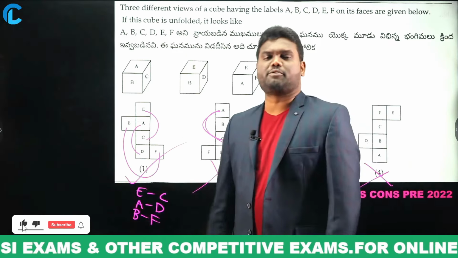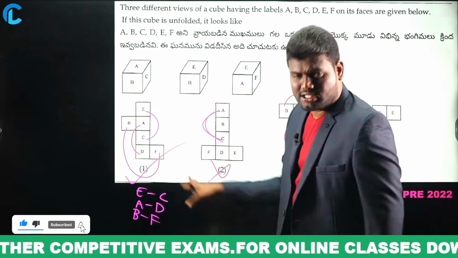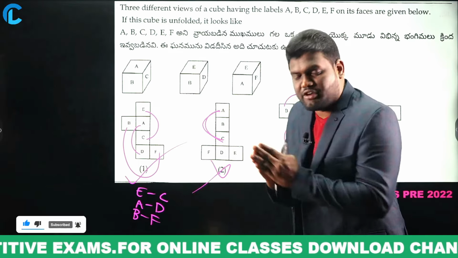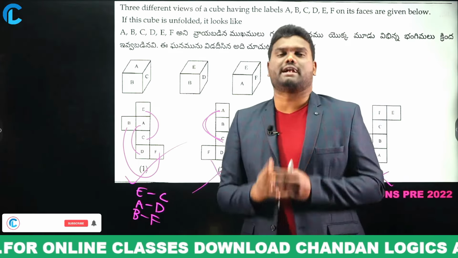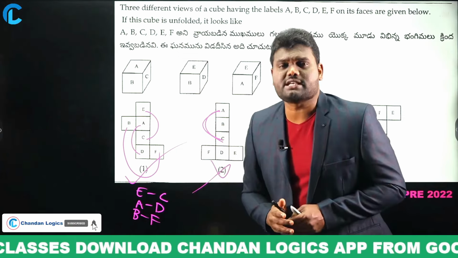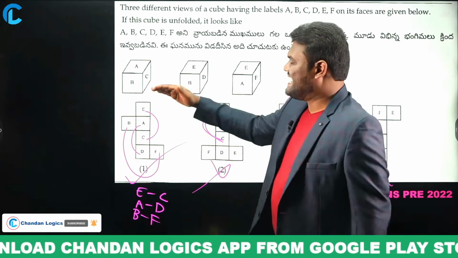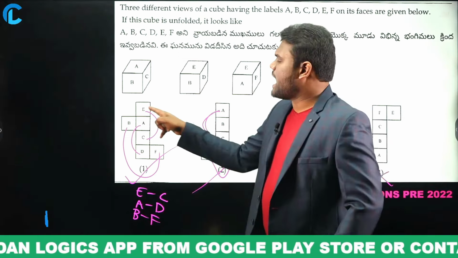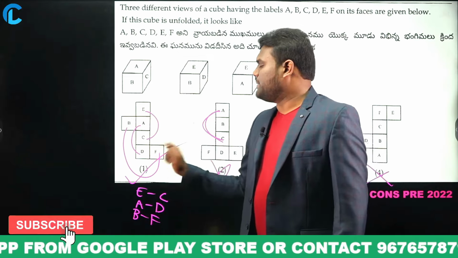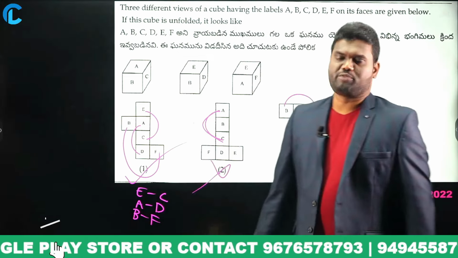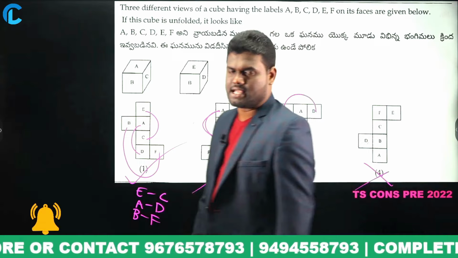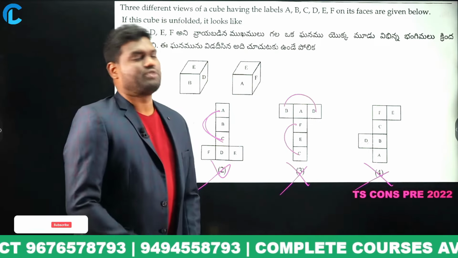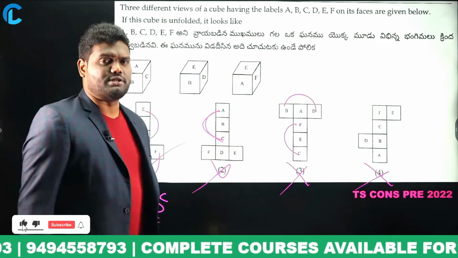Whenever you have these types of questions, use the logic that opposite surfaces should not be visible at a time. How to find opposite surfaces? To find opposite surfaces, take the alternate places. E alternate place C, A alternate place D, B alternate place F. So once you know the alternate places, then automatically you can say which are opposite and which are not opposite.